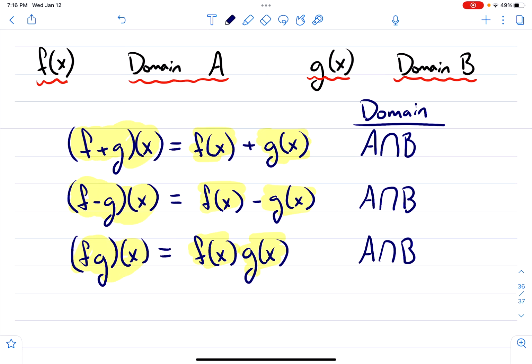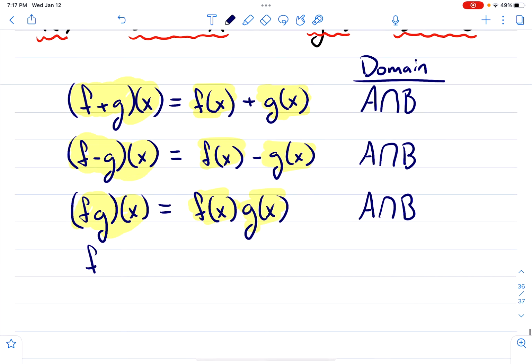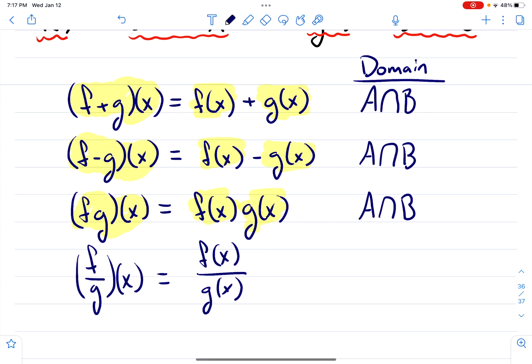So that gets us to the last case, which is going to be division or a quotient. We're going to say f divided by g. I write it as a fraction of x. And what is that going to be equal to? Well, just like all the other ones, that's going to be equal to f of x divided by g of x. Okay? Now, the question is domain.